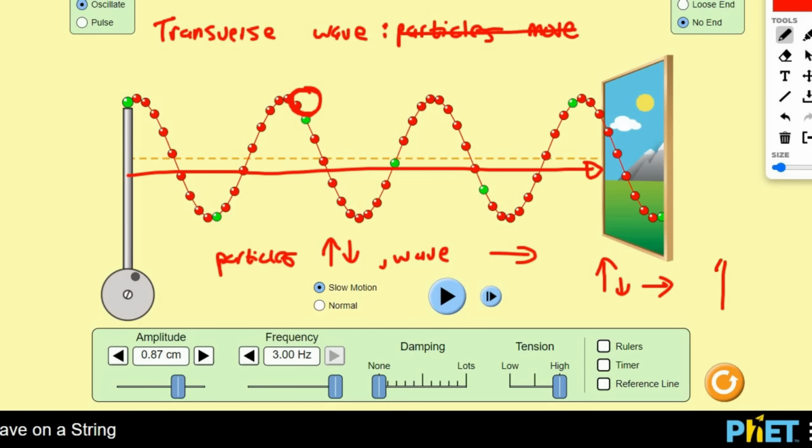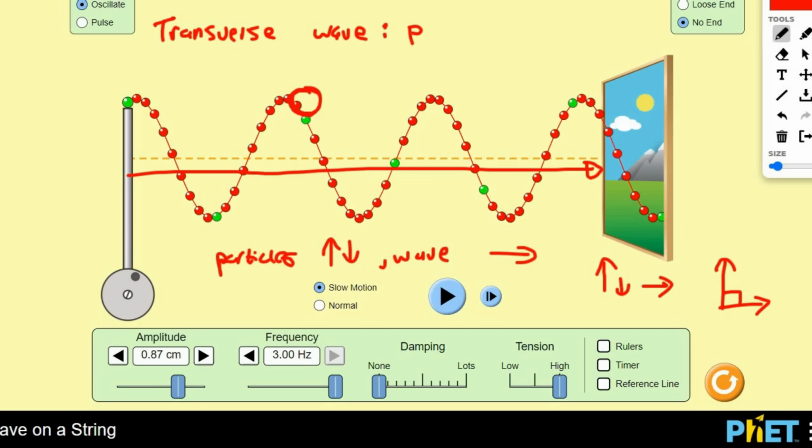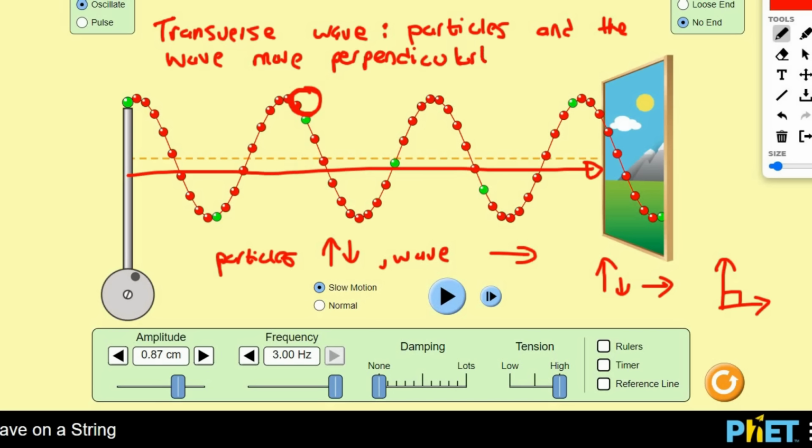So what angle does that make? Well, that is a 90-degree angle. So a transverse wave is when the particles and the wave move perpendicular. Perpendicular means 90 degrees, so we can say perpendicularly to one another. Now, I'll help you to understand this better, and I did show this when I was explaining what a transverse pulse is.